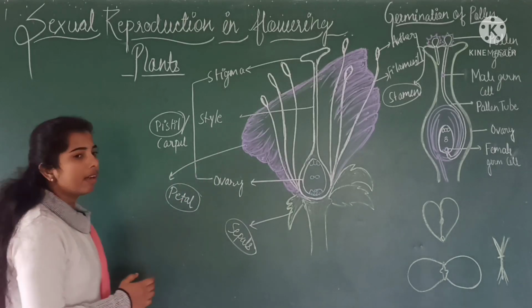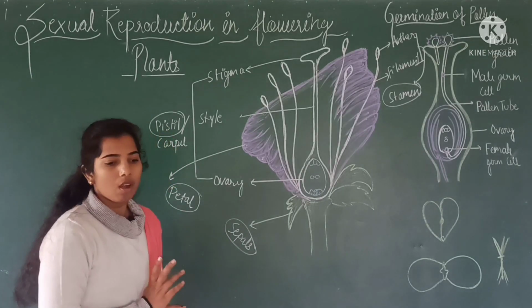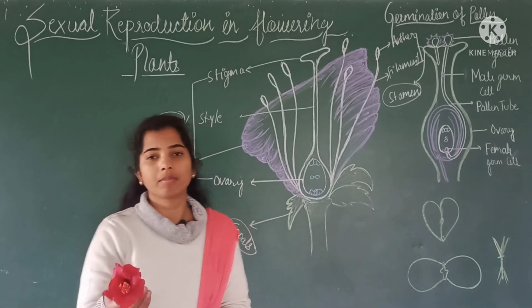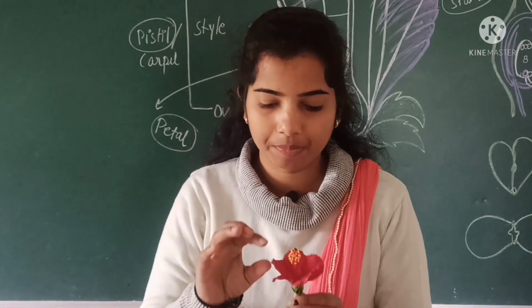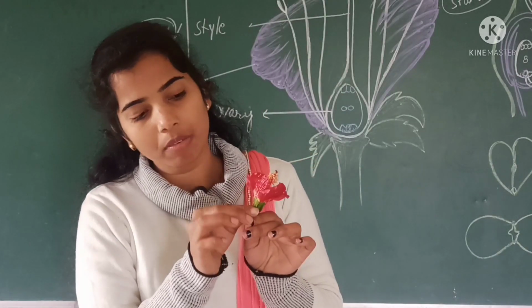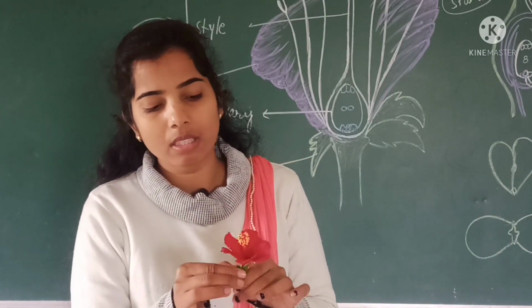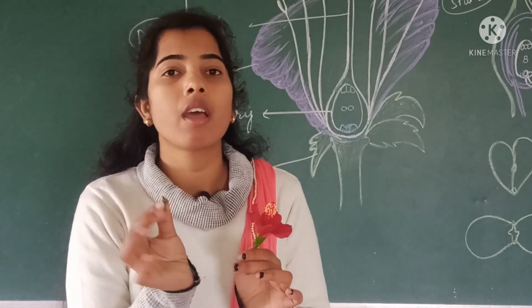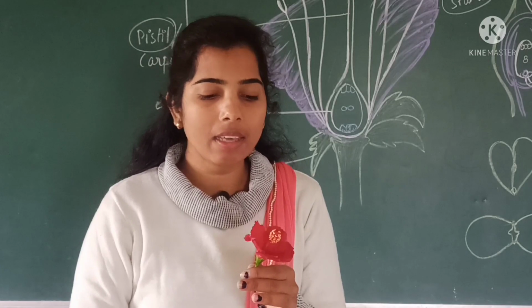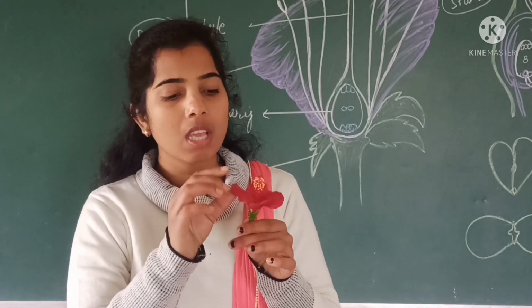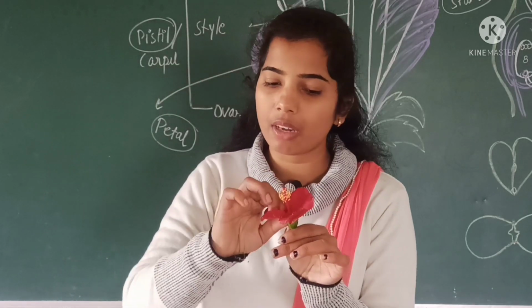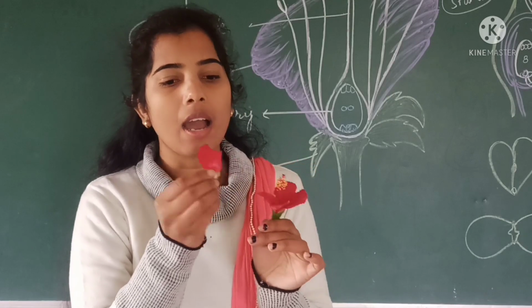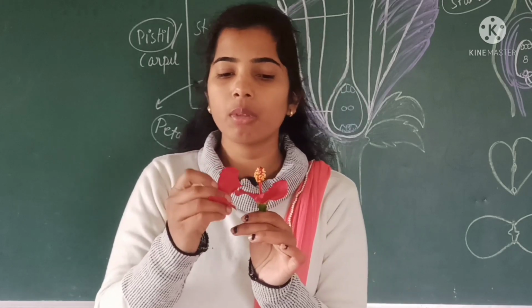Let us see very clearly all the parts of the flower in a hibiscus flower. These are the green parts of the flower which are known as sepals. These are the sepals and the group of sepals is known as calyx, and this colored part of the hibiscus are petals. The colored part of the flower are petals. When the group of petals are combined together, they form the corolla.